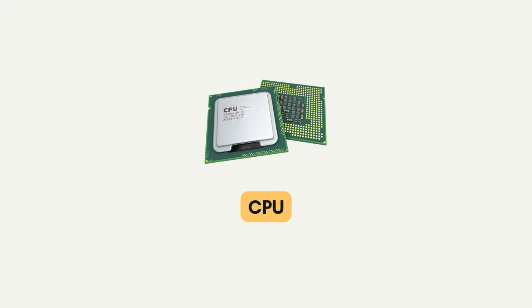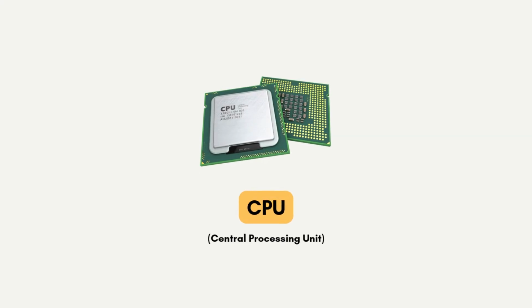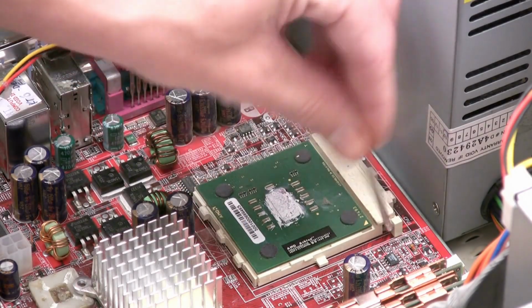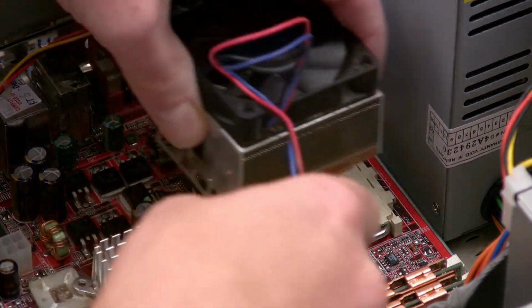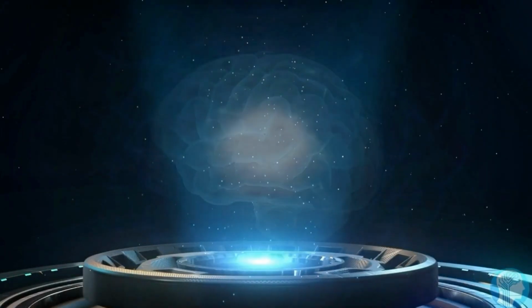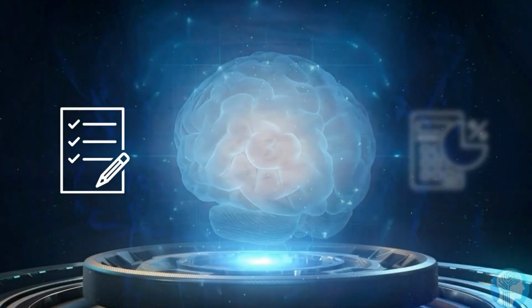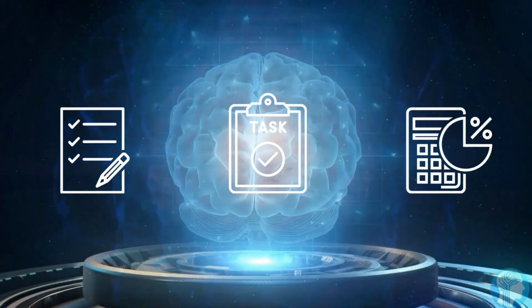Next, the CPU, Central Processing Unit. It's a small, square chip that sits on the motherboard, often covered by a cooling fan. People call it the brain of the computer because it handles instructions and calculations for every single task.